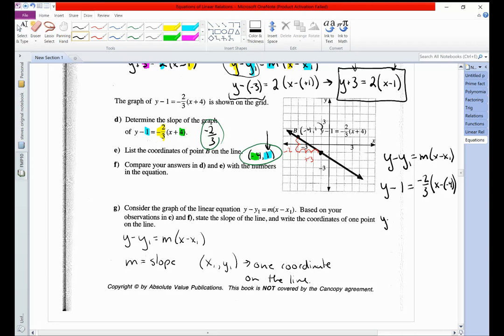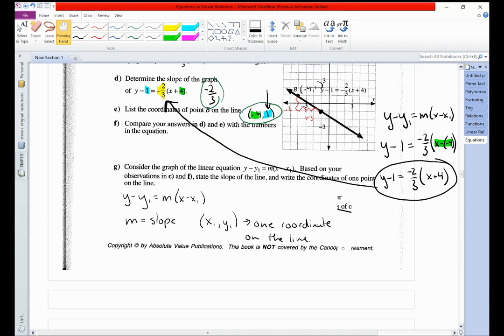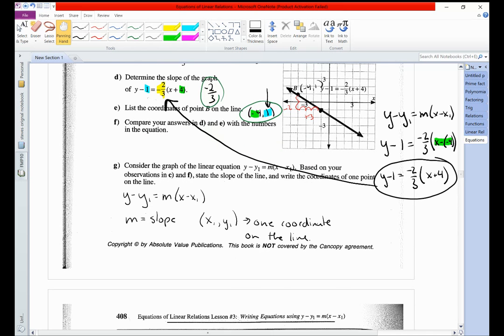So you can rewrite that if you want to make it a little bit nicer, because right here, when we subtract negative 4, well, when you subtract a negative, it becomes a positive. You can see that is the same equation that we get right there. So that is basically point slope form of a line.